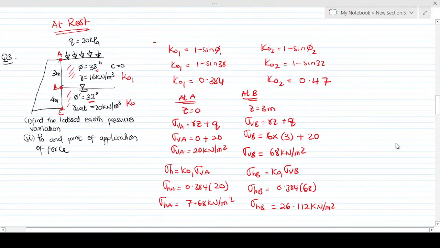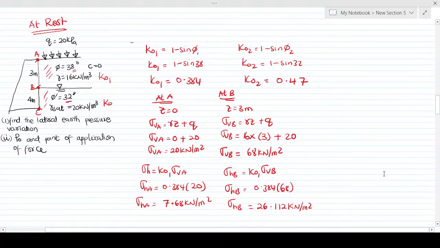Then we can take point C. Now pay attention, this one is a little bit tricky. Let's take C. There is a water table, right? And so I see what my Z is. My Z is 3 plus 4, right? And so my vertical at C is going to be gamma 1 Z1 plus gamma effective, because of the water table, Z2, plus my Q because there's a surcharge.